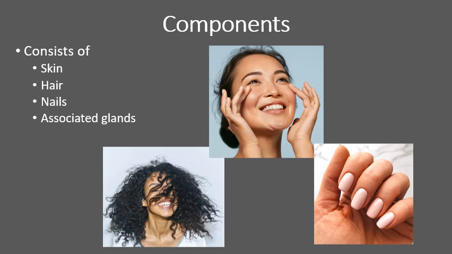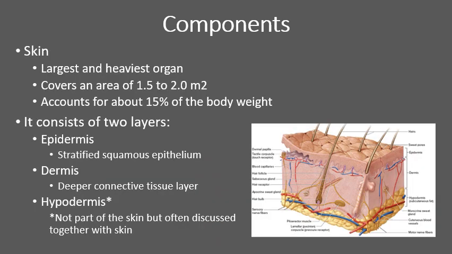So let's start off with the components of the integumentary system. The integumentary system consists of your skin, your hair, your nails, and all the associated glands, like your sweat glands that are found within your skin. Skin is your largest and heaviest organ. Yes, it is an organ. It covers an area of 1.5 to 2 square meters, and it accounts for about 15% of your body weight.